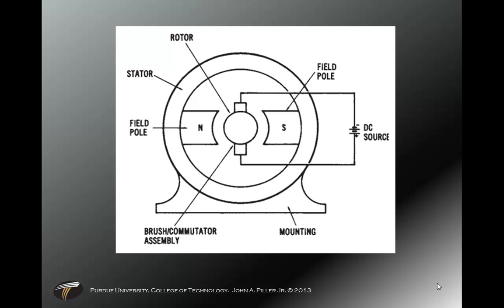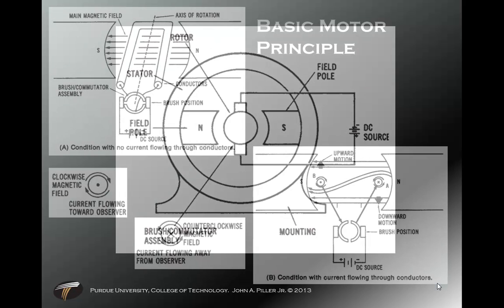This particular layout and design is a DC source. There is a DC voltage on the armature. The armature is on the rotor and has a brush commutator. We have field poles, permanent magnets on the stator. This is a DC machine design, but the same design goes for all motors.